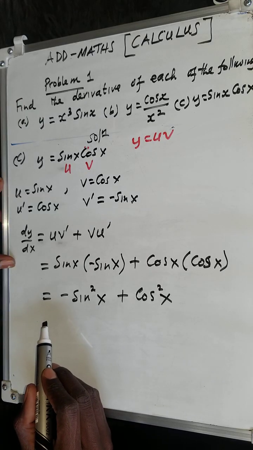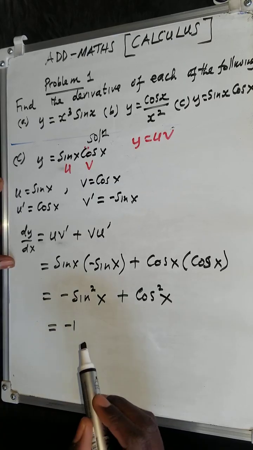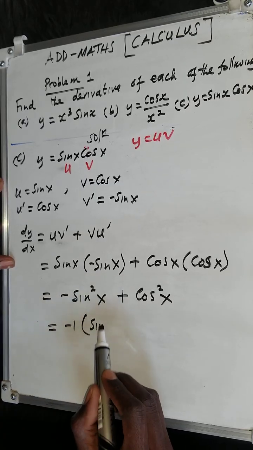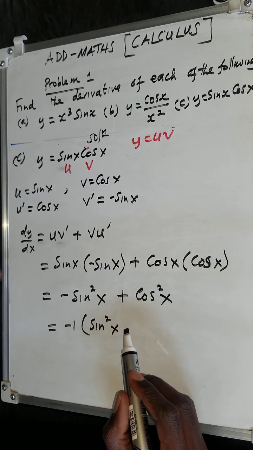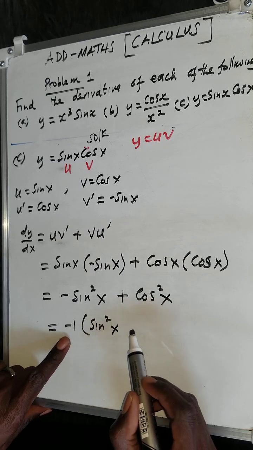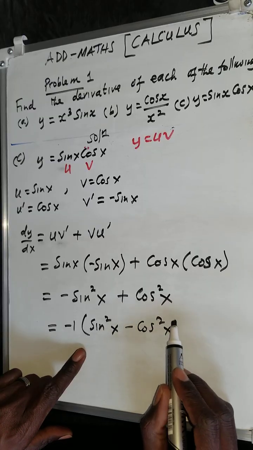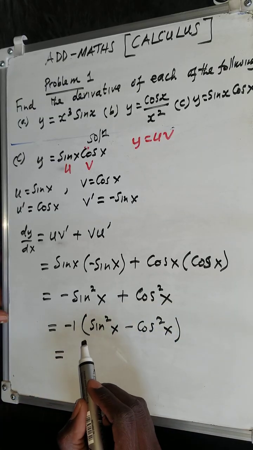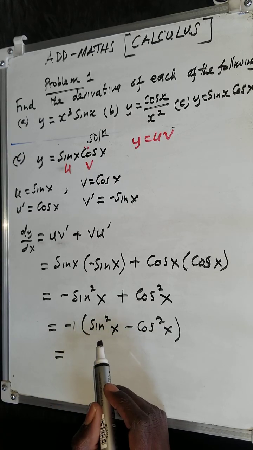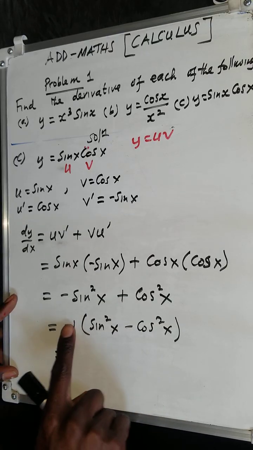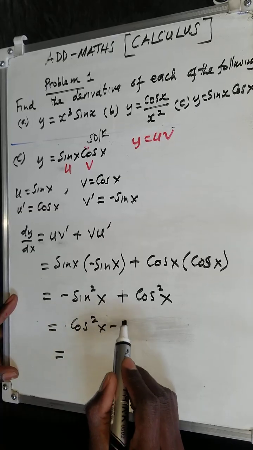Now, if you look at such an expression, we can factor out -1, and I'll remain with sine squared x, minus cos squared x. But of course, there are higher identities that you are going to find later on. In fact, let me just say, if you change this, it says cos squared x minus sine squared x.